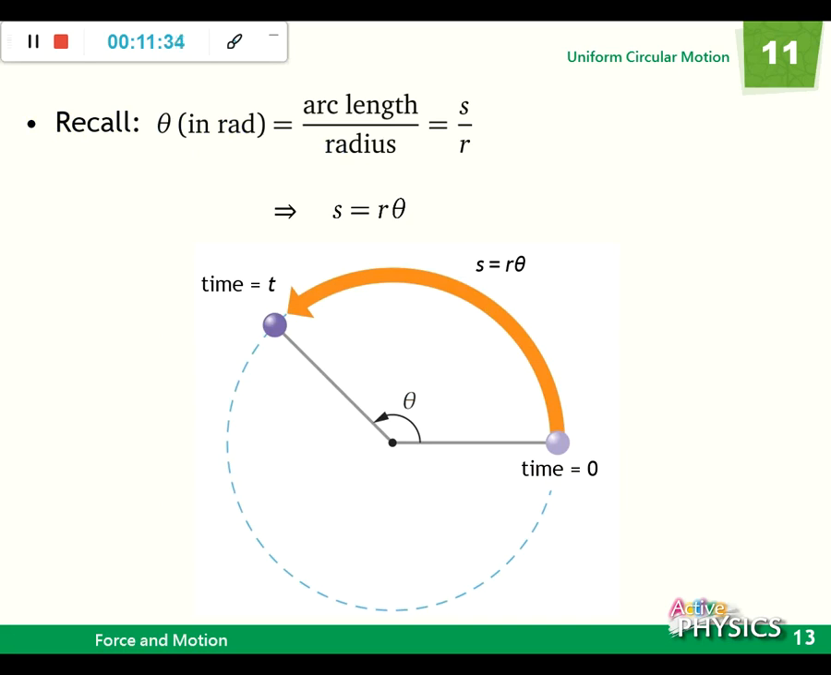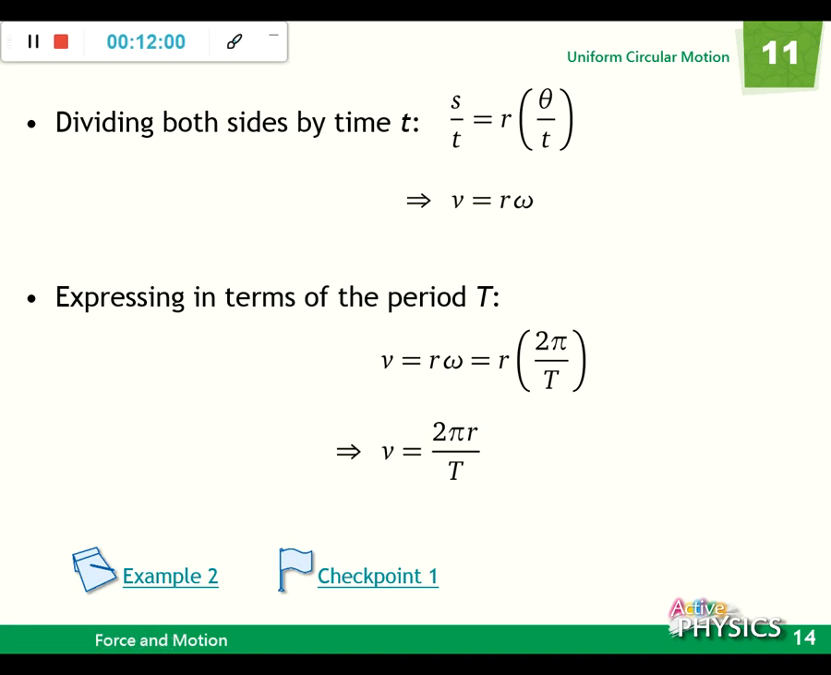Now we want to link up these two quantities. From the definition, arc length over radius is the angular displacement θ. So look at this. The arc length here should be rθ. This diagram tells you already. Now, if you use the arc length over time, this one is the speed, magnitude only. Then you can find the relationship v = rω, where ω is the angular velocity. This one is angular velocity.